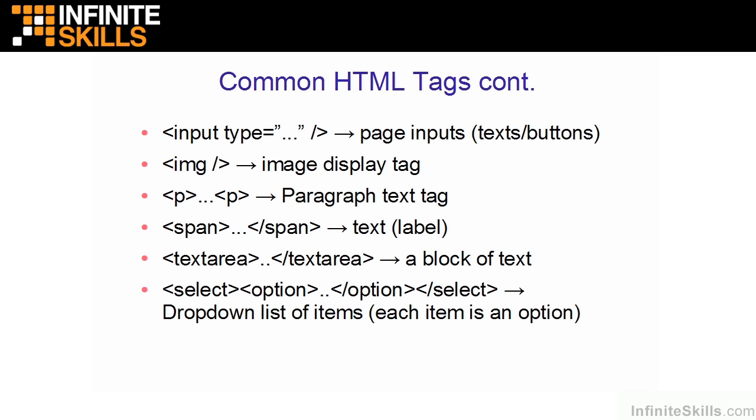The P tags are going to be a paragraph text tag, and the span tags are going to be where we'll put text for, you might call it a label, essentially just a single line of text. The text area tag is a block of text, and the select options. Select is going to be our drop-down list of items, so each item will have its own option tag.